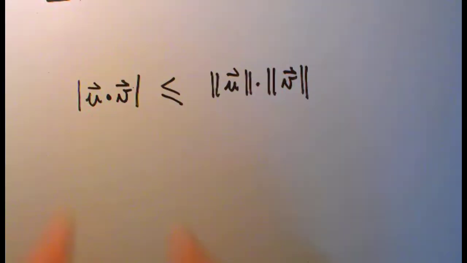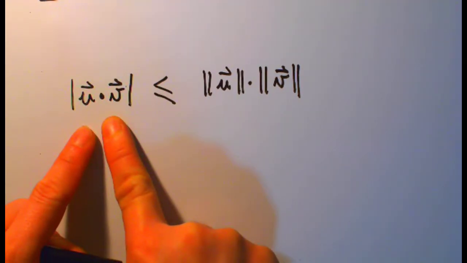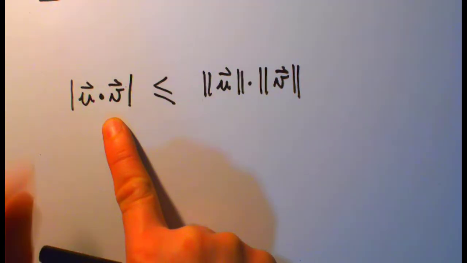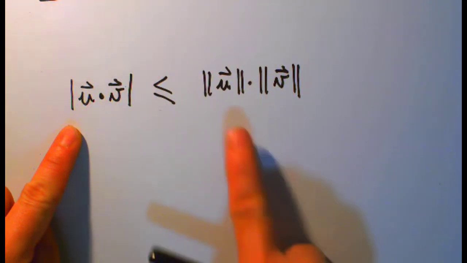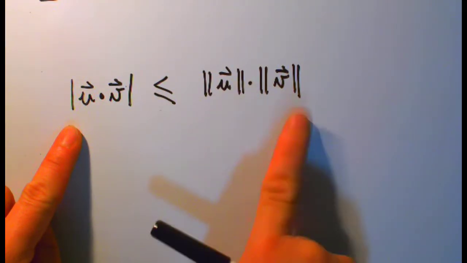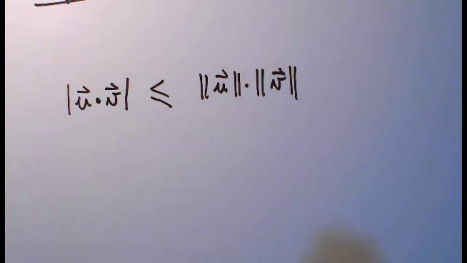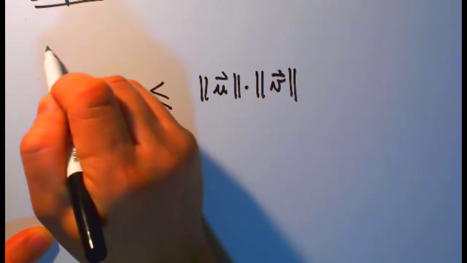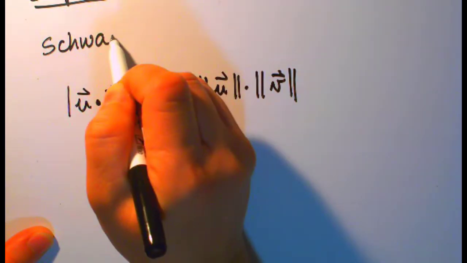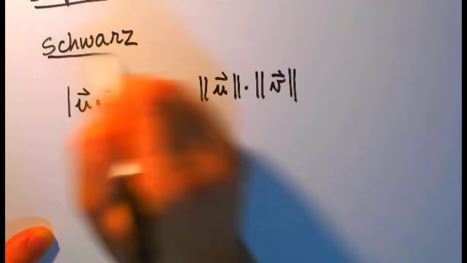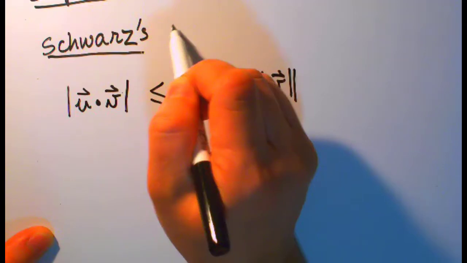I have to clarify that here on my left hand side, it's an absolute value because u dot v is a scalar. A scalar could be negative, a scalar could be positive. The right hand side here are two individual lengths, the length of u and the length of v. This inequality was discovered by Spats. And so to credit this mathematician, we call it Spats inequality.